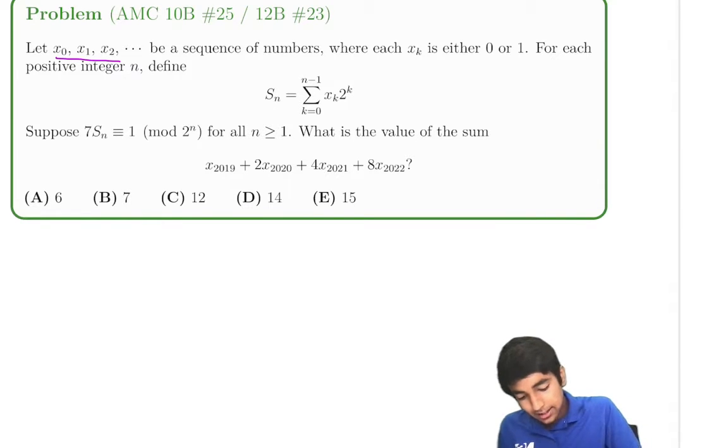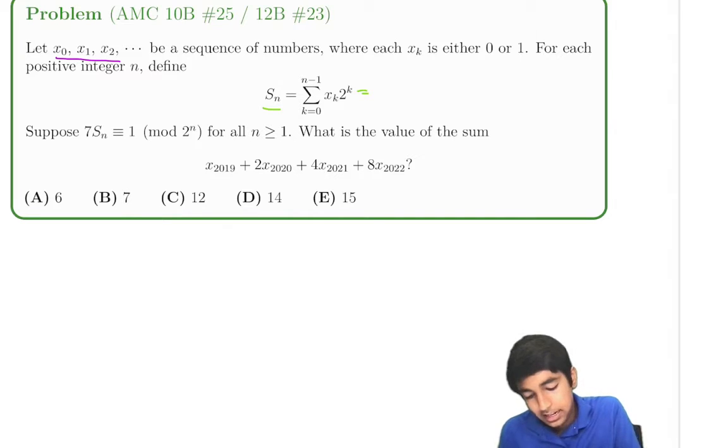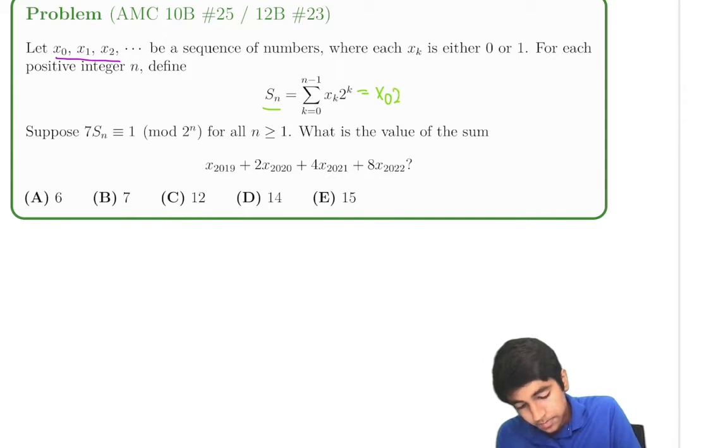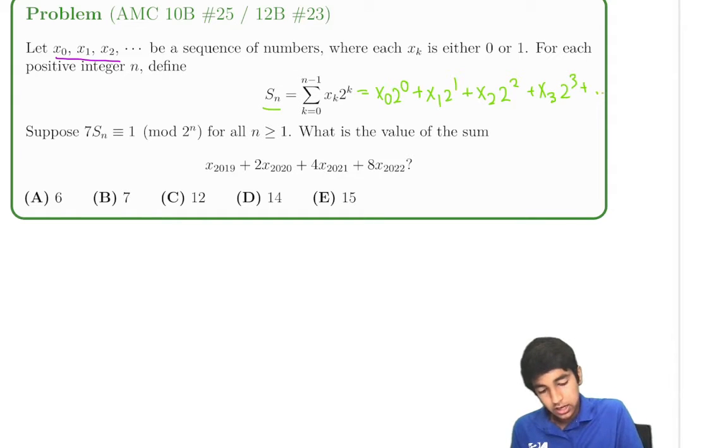So S of n, let's break down what the summation is, because understanding summation notation is much harder than seeing what it really is. So for k equals 0, it's x of 0 times 2 to the 0. For k equals 1, it's x of 1 times 2 to the 1. For 2, it's x of 2 times 2 squared. For 3, it's x of 3 times 2 cubed, and so on, all the way till n minus 1, 2 to the n minus 1. And this is S of n.